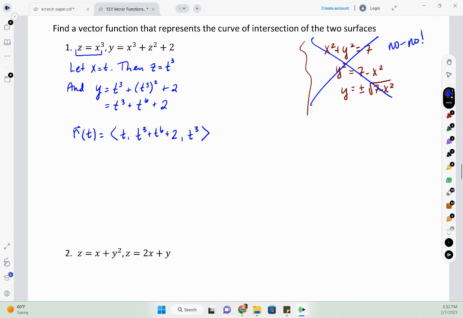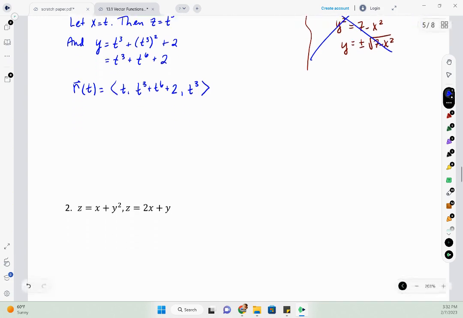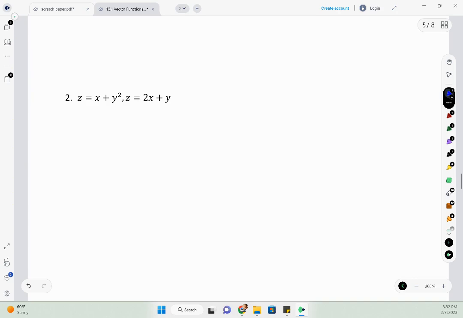And that's it. That's all we do for that one. Let's look at another one, because they don't all work out like that. In this next one, z is equal to x plus y squared, which is an explicit equation. But then z is also equal to 2x plus y. So we've got z being equal to two different things. Well, all that means is that those two different things must be equal. So that's where I start.